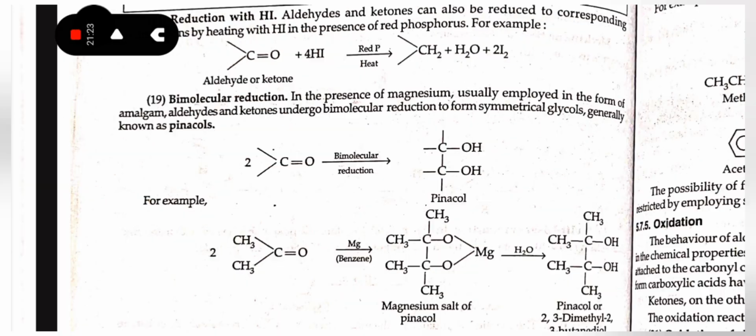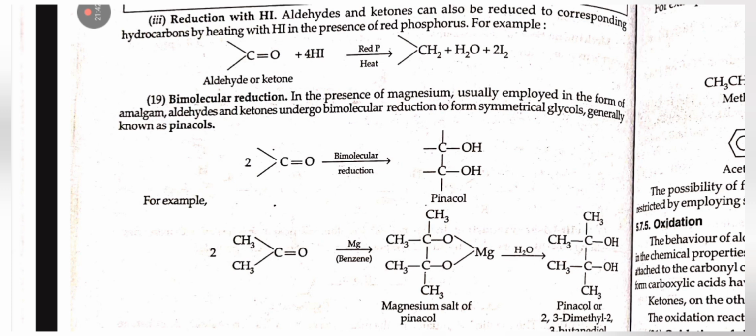Reduction with HI. Aldehydes and ketones can also be reduced to the corresponding hydrocarbon by heating with HI in the presence of red phosphorus. For example, aldehyde or ketone on reaction with HI, red phosphorus and heat will give CH2 plus H2O plus I2.